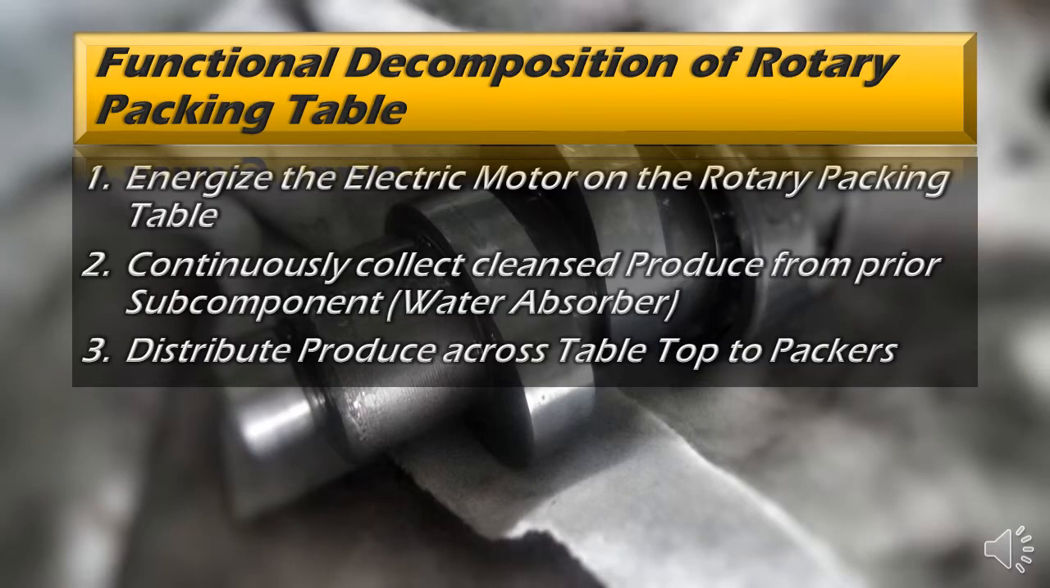This is the functional decomposition of the rotary packing table. Firstly, the system must be energized, which is basically energizing the electric motor to allow the table to rotate continuously. The produce is received from the previous subcomponent, which is the water absorber. While the table rotates, it evenly distributes the produce across the tabletop, which makes it easily accessible to the packers.